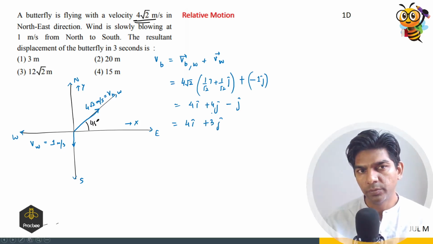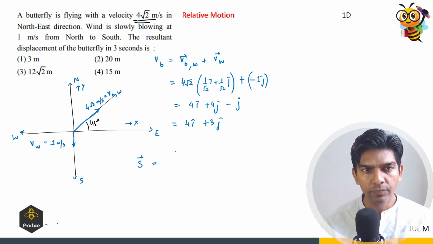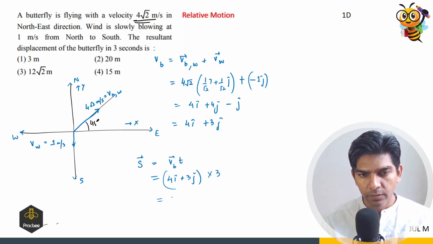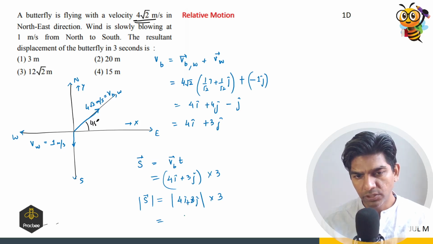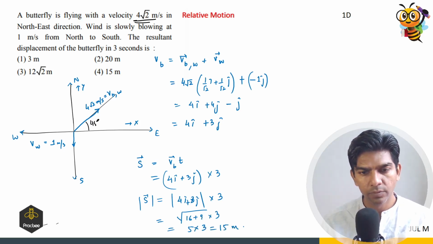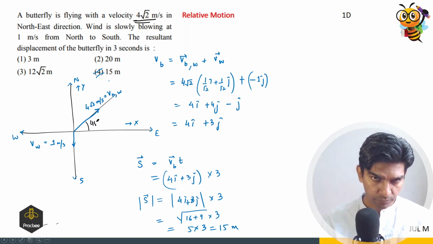Now we got the velocity of the butterfly. So the resultant displacement, it is moving uniformly. So displacement will be v times t, and vb times t, and this will be 4 i cap plus 3 j cap times the time, which is 3 seconds. So let us take the magnitude of this, 4 i cap plus 3 j cap times 3. The magnitude of 4 i cap plus 3 j cap is root of 16 plus 9, times 3. So it will be 5 times 3, so 15 meters. So option 4 is the right answer.